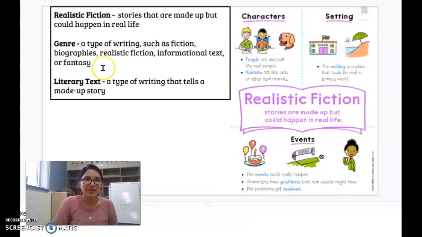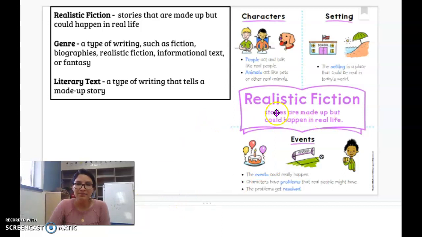All right? Let's quickly go over realistic fiction. Realistic fiction is stories that are made up but could happen in real life. So look for characters that act and behave like real people, animals that act and behave like real animals, setting. A setting that you could actually see in today's world. School, the beach, a park, your home, outdoors, recess at a park. Events. Think of different events that could actually really happen, like checking out a book from a library, going to the dentist, taking a walk in a park with your family. Those are really things that could happen, okay?